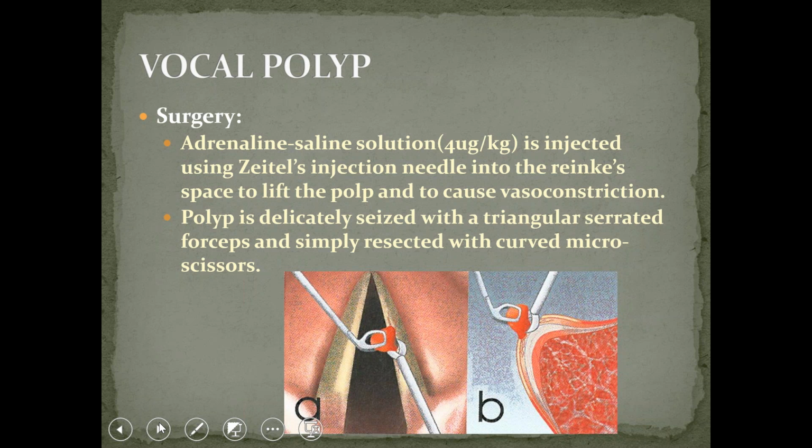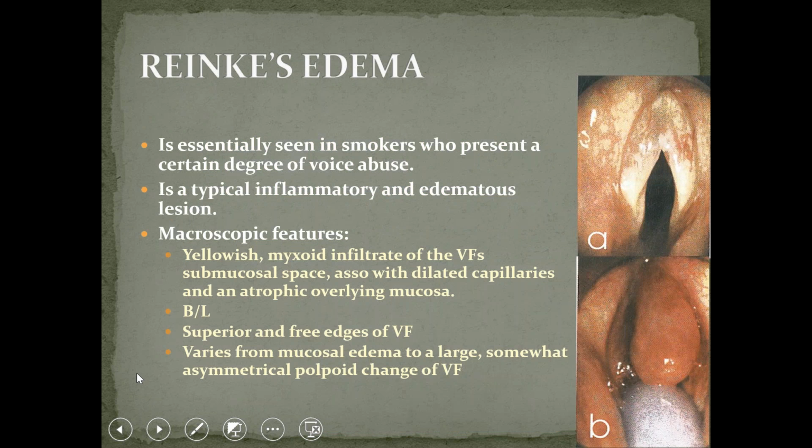The third benign lesion, that is the solid lesion, is the Reinke's edema. This is nothing but an accumulation of gelatinous fluid material in the Reinke space, that is the uppermost layer of the lamina propria, just below the epithelial layer of the true vocal cords. So it is a typical inflammatory and edematous lesion. On macroscopic examination, you can see here there is a lot of edema of the vocal cord on one side. Here also you can see bilateral vocal cords are edematous, like fluid-filled vocal cords.